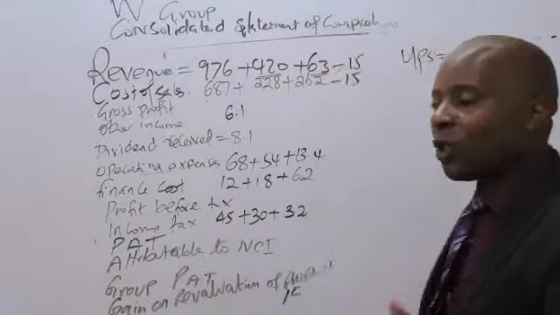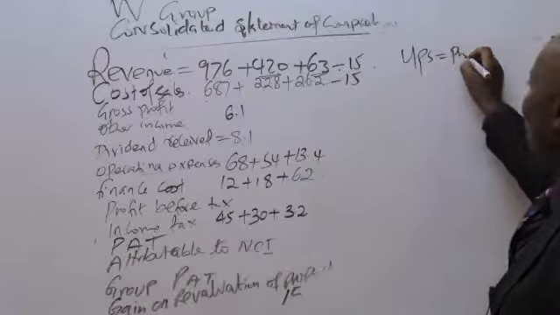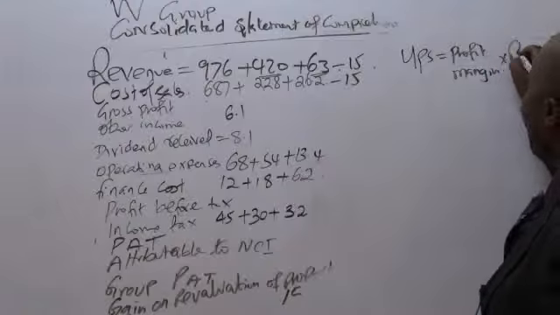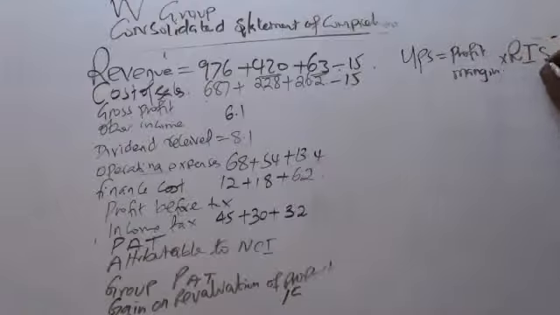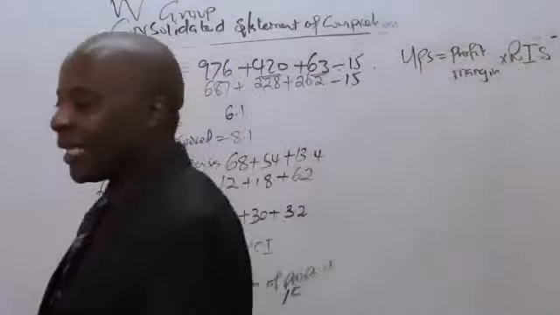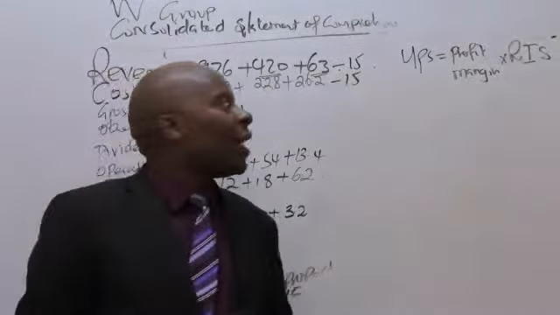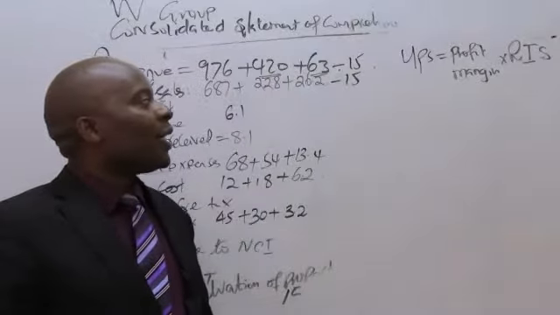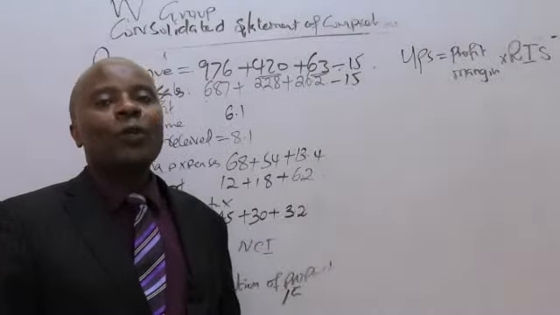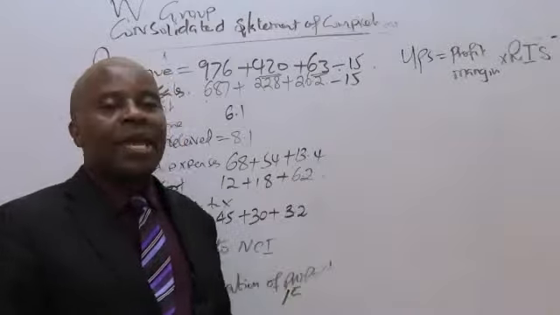As a student who doesn't want to waste time at all, to get UPS we normally take the profit margin times the remaining intra-sales. So anytime they want me to get unrealized profit, I'll always take the profit margin times the remaining intra-sales.